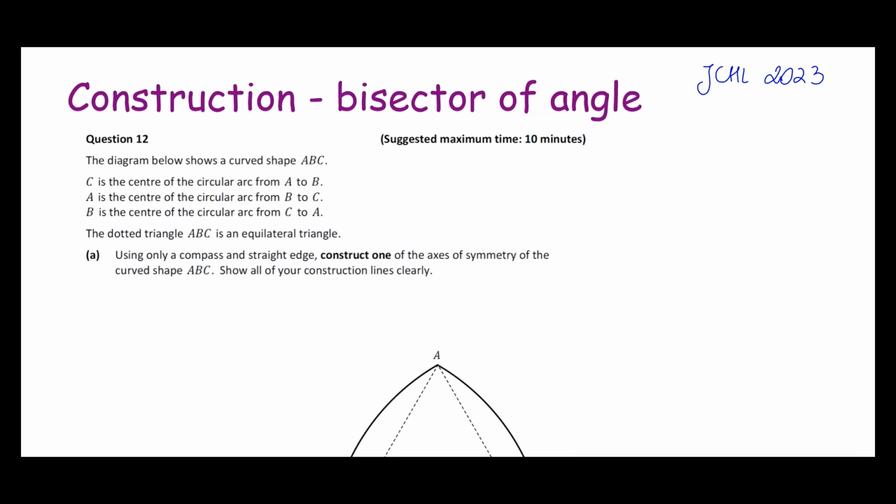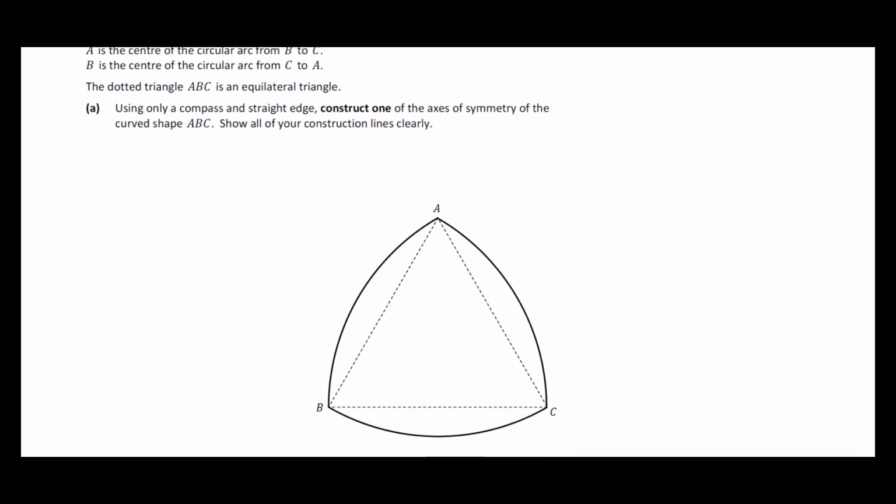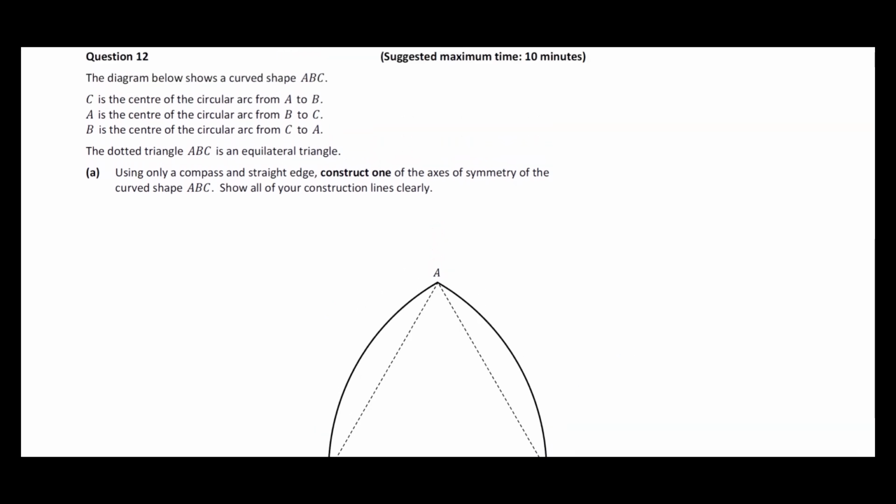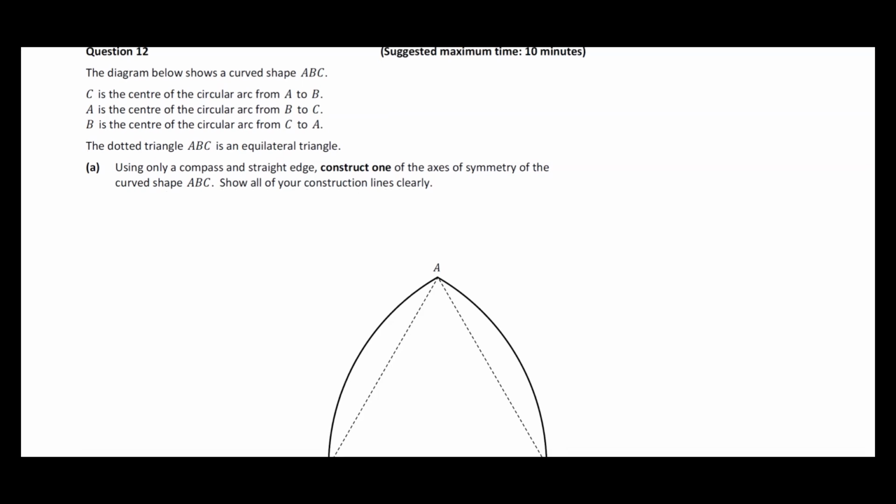So construction comes up pretty often on your exam. Let's have a look at this particular one. The diagram below shows a curved shape ABC, and we can see the shape is curved. C is the center of the circular arc from A to B.